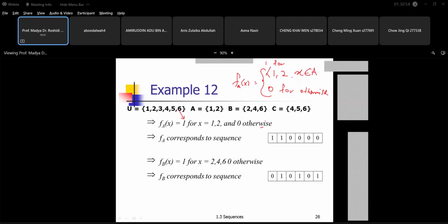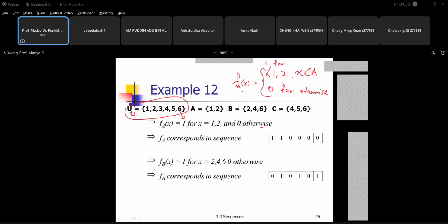Okay, so given to you, this is the universal set: 1, 2, 3, 4, 5, 6. It means the maximum value is 6. But for set A, in this universal set, only the values 1, 2 are represented. Set B represents 2, 4, 6. Set C represents 4, 5, 6. So 4, 5, 6 for C, 2, 4, 6 for B, 1, 2 for A.